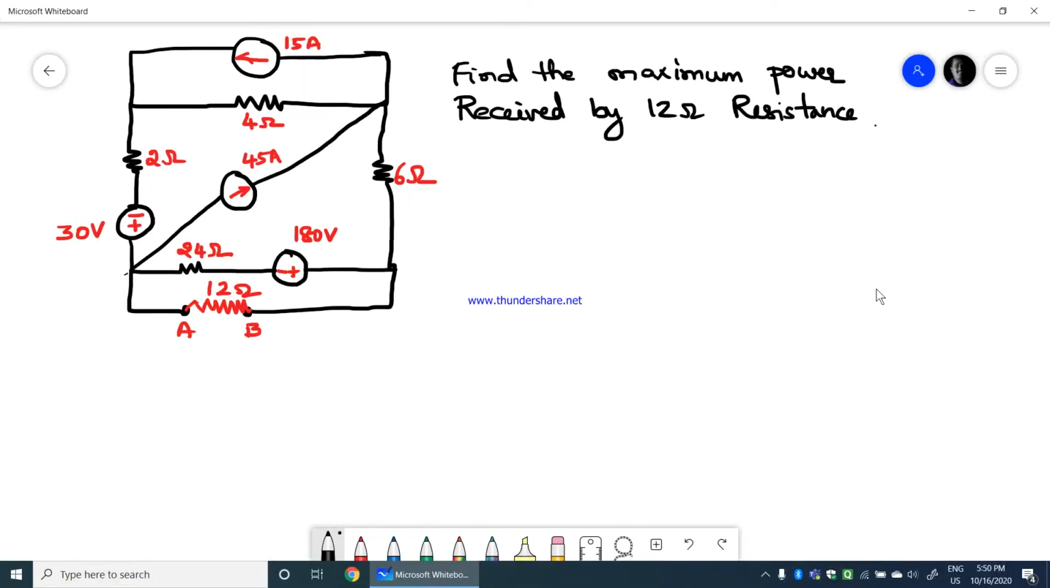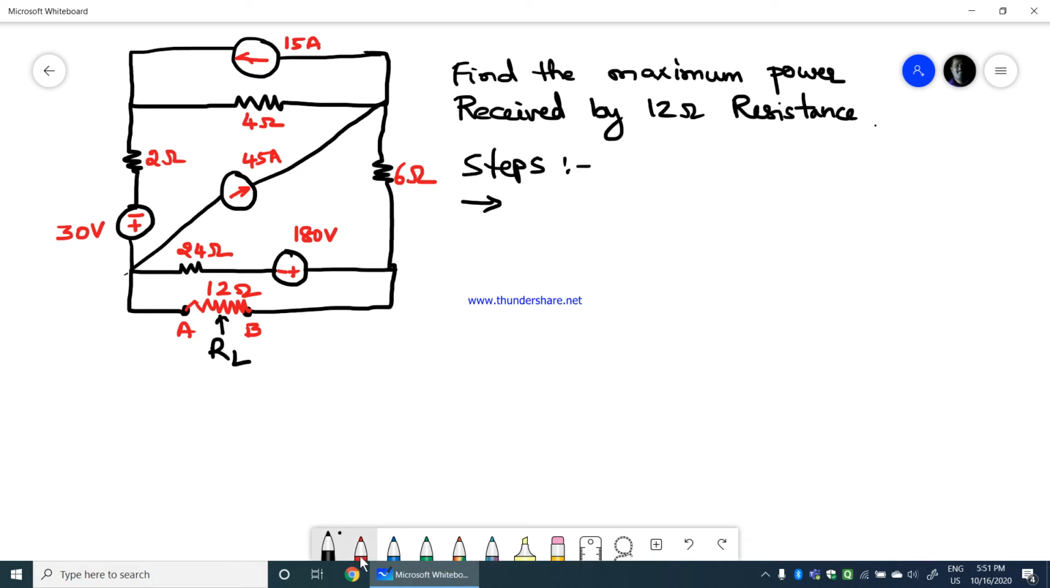In this problem, using the maximum power transfer theorem, we find the maximum power received by the 12 ohm resistance. This is the 12 ohm resistance, which is normally a load resistance. You need to find the maximum power received by this 12 ohm resistance. To solve this problem, the first thing we need to know is the steps involved. Let me explain the steps here.